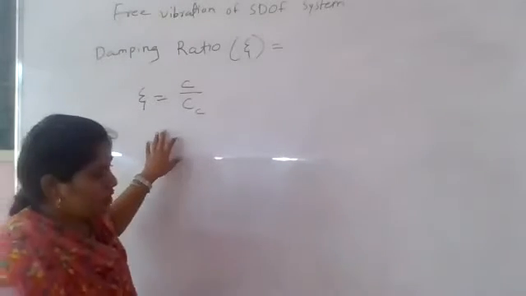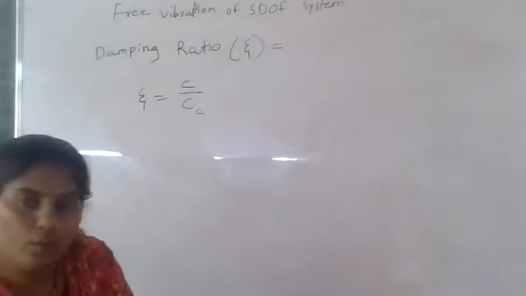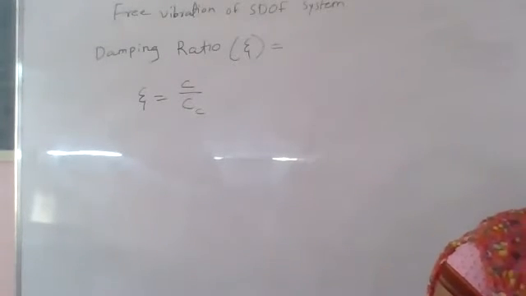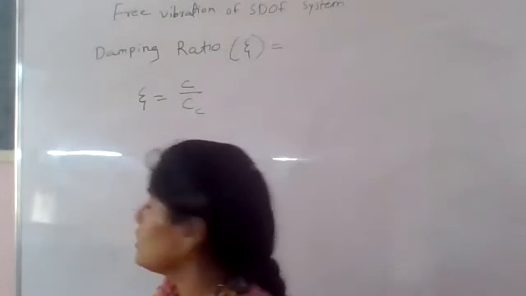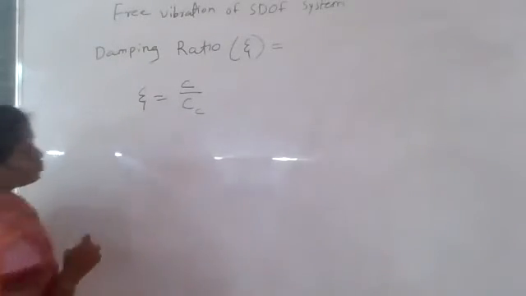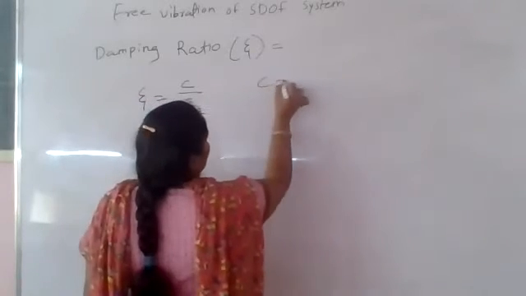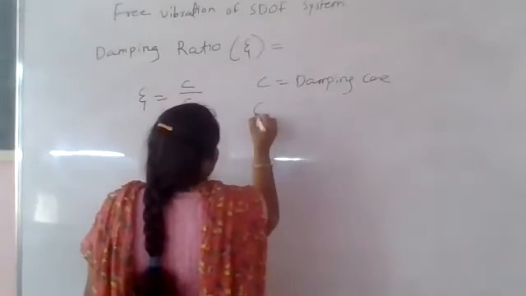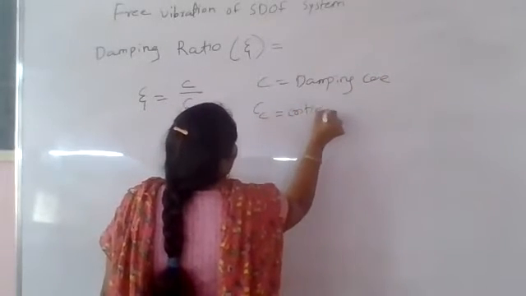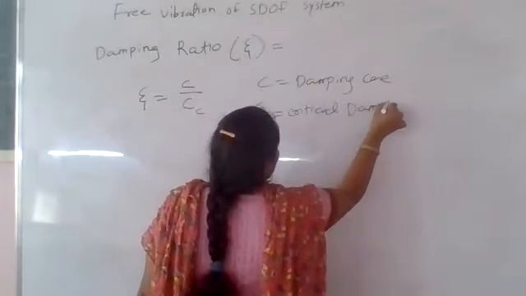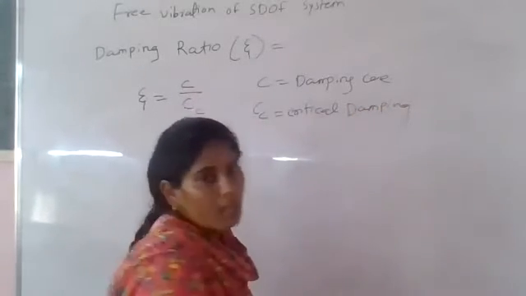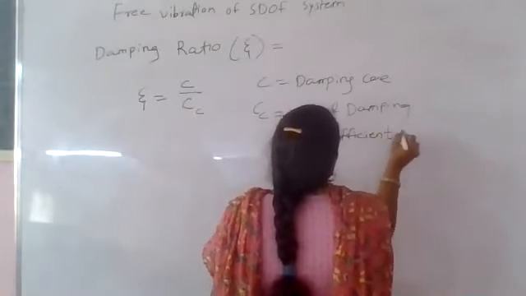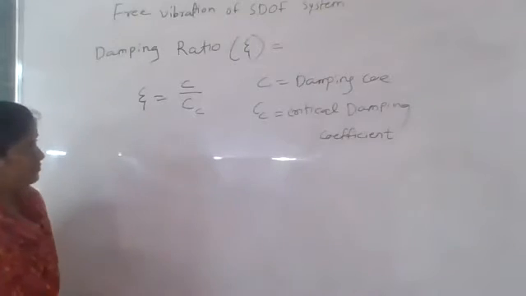Write down below this, where C is equal to damping coefficient, where Cc is critical damping coefficient.